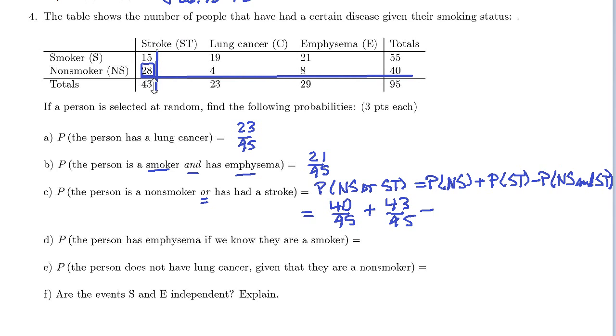It's in the row and the column. So that got counted once in the 43 and once in the 40. So we need to take that out, subtract that 28 out. So we're going to subtract out 28 out of 95. And if we do the calculator work there, we will get 55 out of 95.